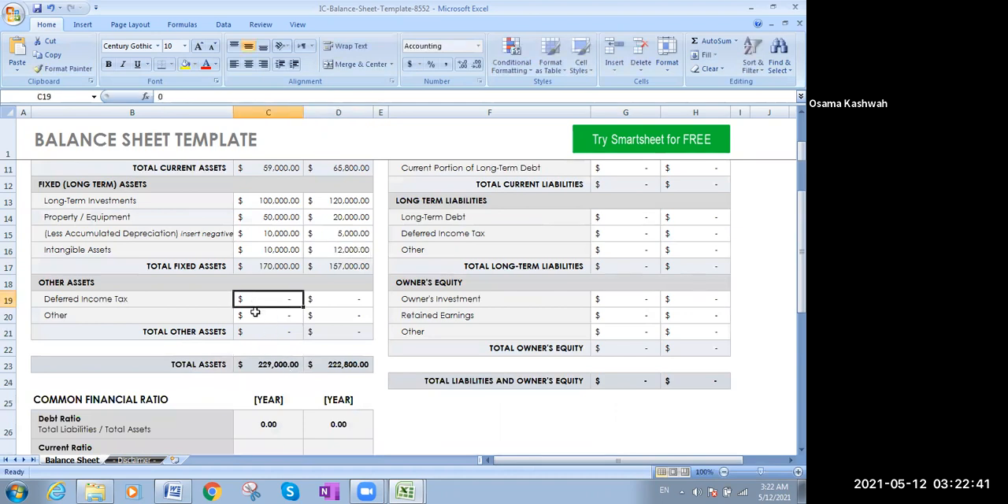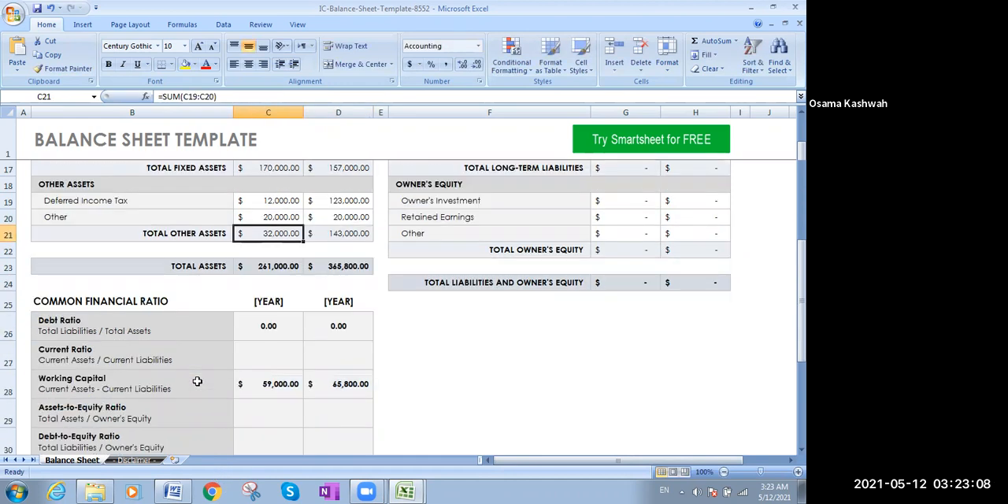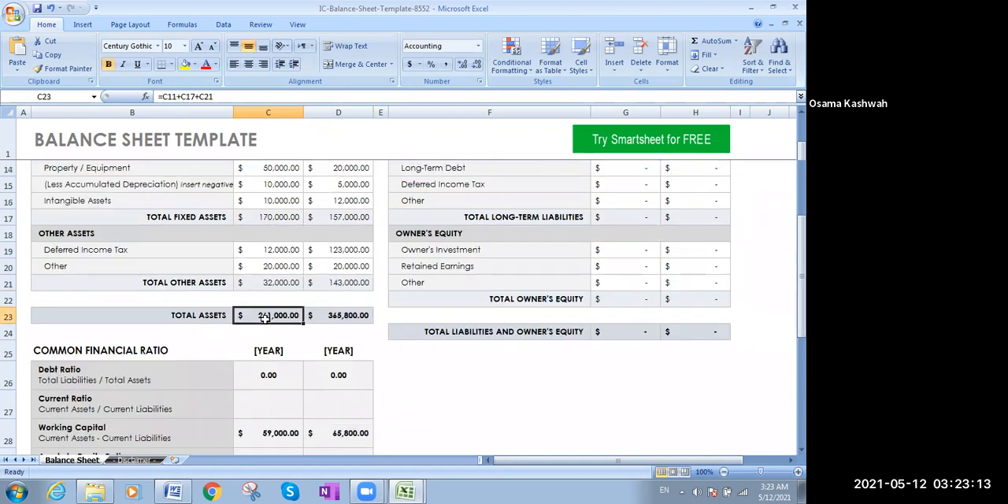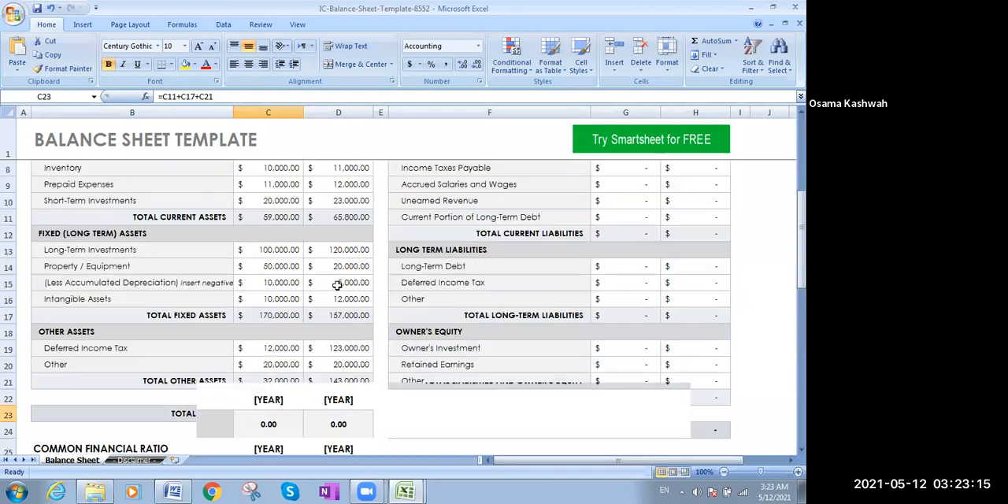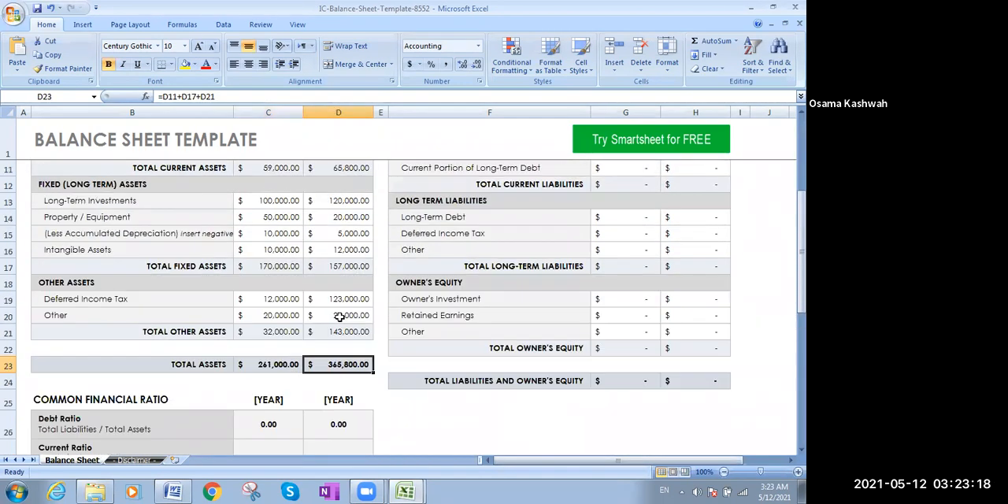Deferred income tax. How about the deferred income tax? I will say 120,000 here, and here it's 123,000. Here others are 20,000 and 20,000. Perfect. So also it collected for me the total other assets. So all of this now comes to 261, while in 2021 it was 365.